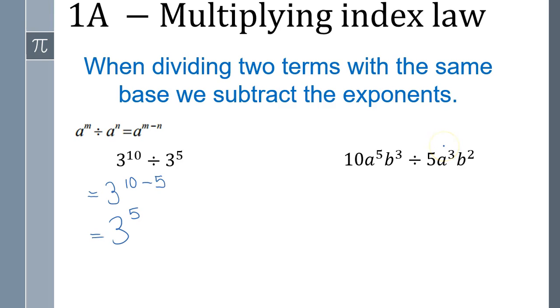This second one I've put a mix of some bases with powers and some just normal numbers. So we're going to go through one by one. I'm going to start with my numbers, 10 and 5. Neither of them are in index form, so neither of them are a base to a power. So I'm just going to approach them as usual. 10 divided by 5 would give me 2.